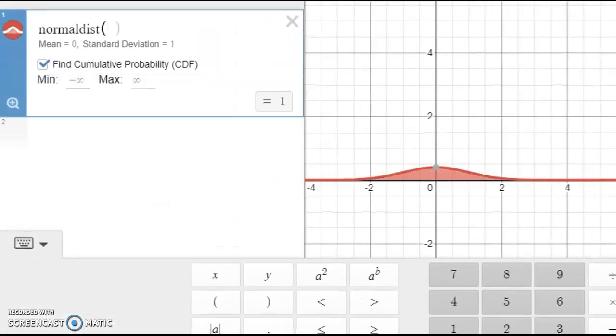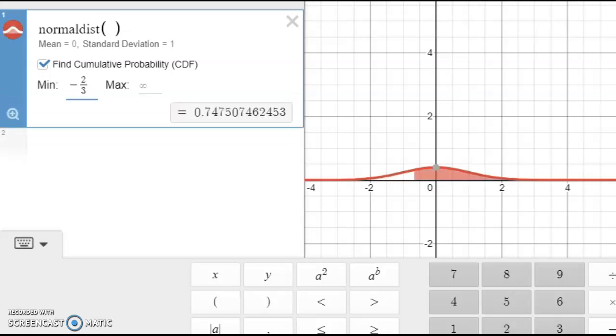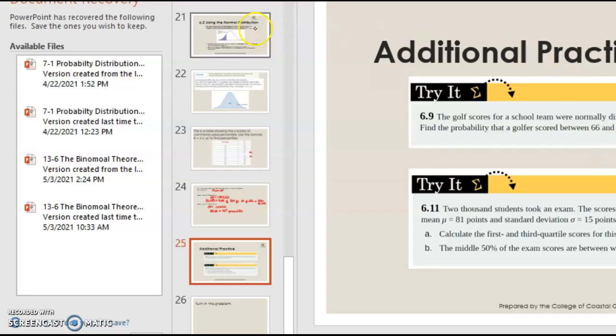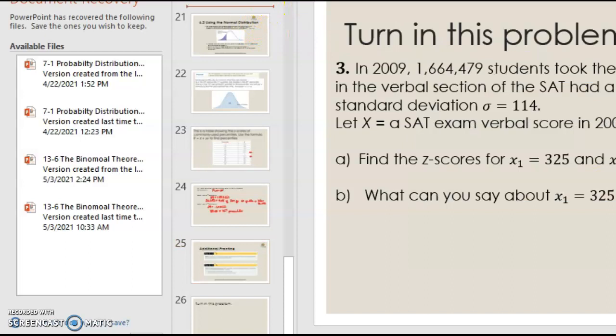Find the cumulative probability. Well, I found the z-scores of what we had, and they were negative 2/3, which I put in as my minimum, and a positive 2/3, which I put in my maximum. It tells me that the probability is 0.4950. It's between here and here. That is the easiest way to finding the probability under this curve.